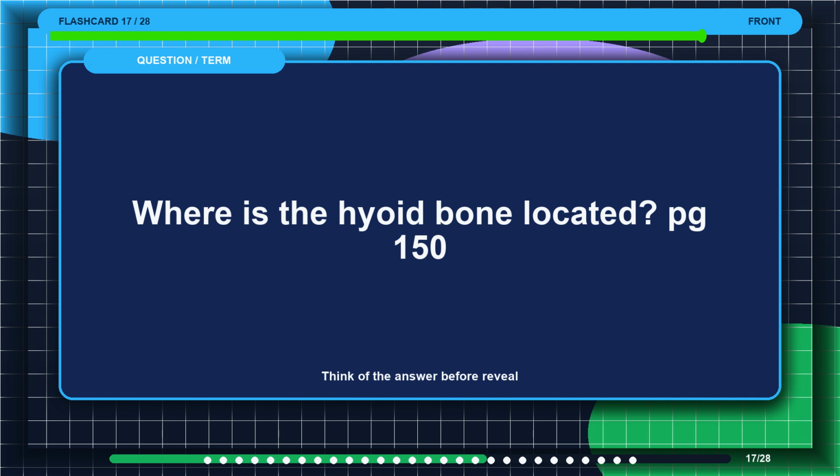Flashcard 17. Where is the hyoid bone located? PG 150. Pause and think of the answer before the reveal.